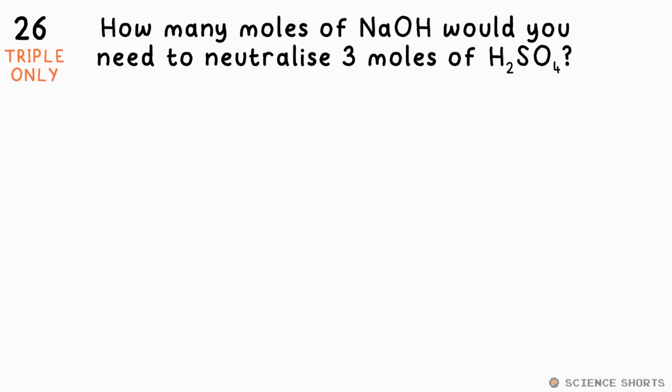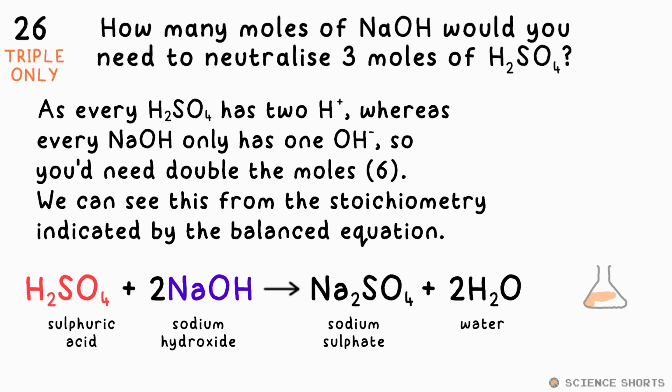How many moles of sodium hydroxide, NaOH, would you need to neutralize 3 moles of sulfuric acid, H2SO4, and what are the products? You'd need double the number of moles of sodium hydroxide, so 6 moles. That's because for every H+ in the acid, you need an OH- in the alkali to neutralize it. The products of an acid and alkali neutralizing are always a salt and water. In this case, the salt is sodium sulfate.